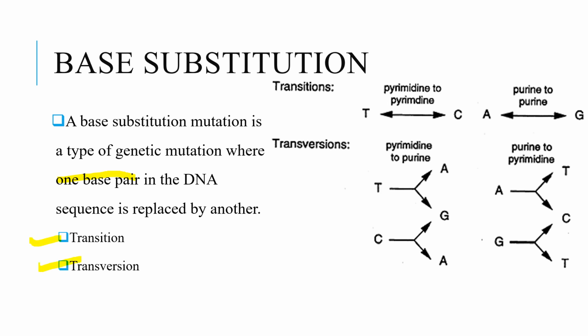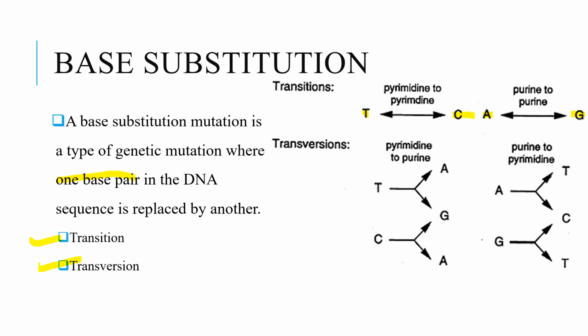Now, what is the difference between transition and transversion? As you can see in this diagram, in case of transition, pyrimidine is converted into pyrimidine and purine is converted into purine. You know that the pyrimidines are thymine and cytosine, and purines are adenine and guanine. So in transition, one pyrimidine is converted into another pyrimidine, or one purine is converted into another purine. As you can see here, T is converted into C and A will convert into G.